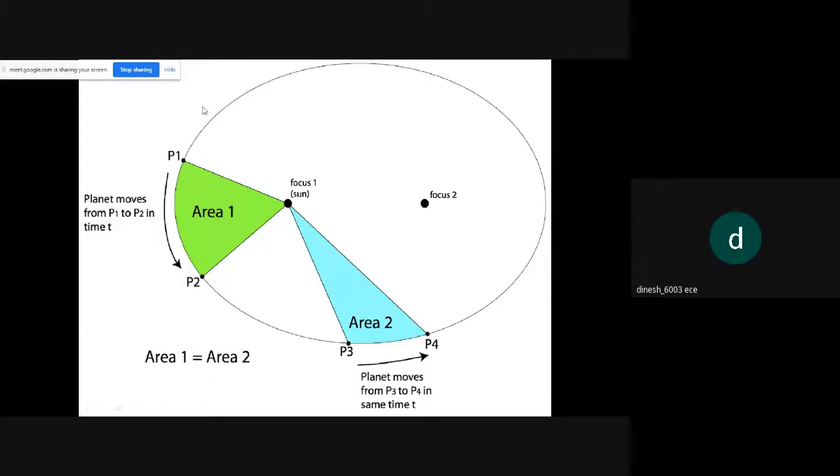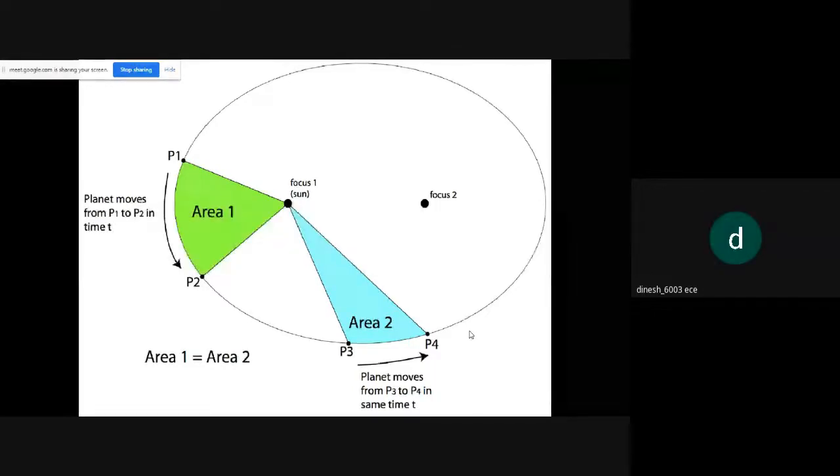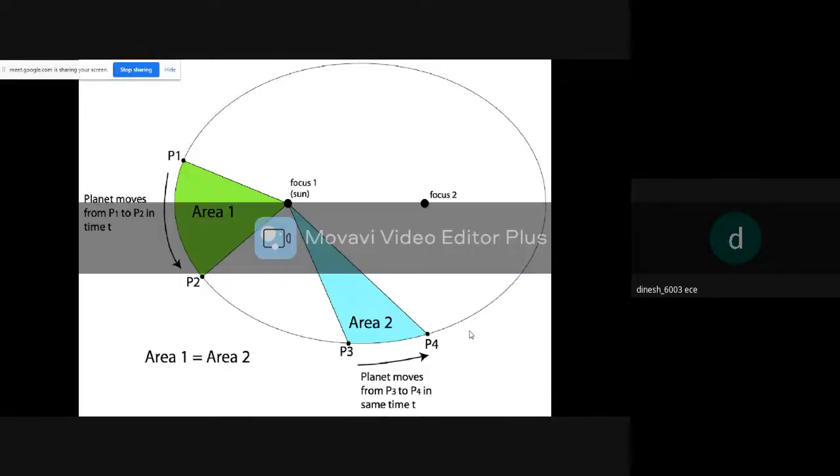You can see the direction, from P1, P2, P3, P4, P5, the bodies. Here I have taken planets as an example. So the planets are revolving around the sun. Planet P1 moves to P2 in a particular time T. In the same way, planet P3 to P4 covers the same area in the same time.